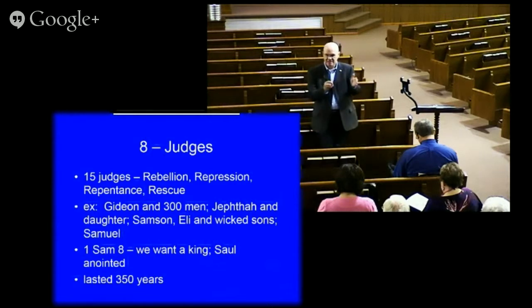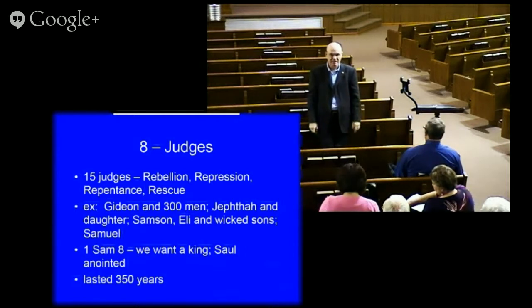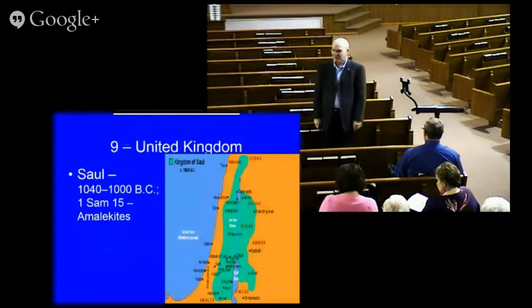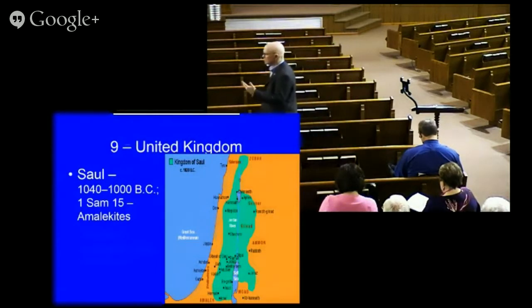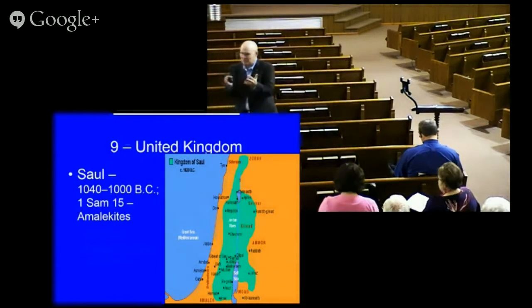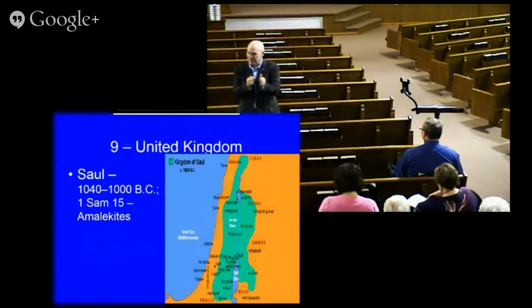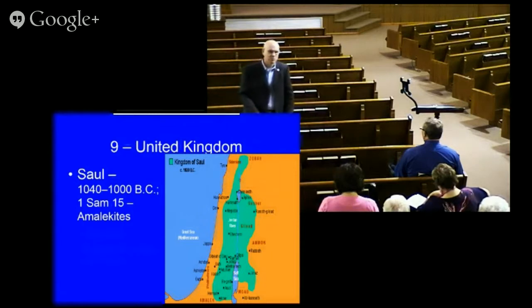That's the first 8 of the 17. Now we've got them in the land and divided the land up. Here are the judges, then kings. That leads us into the United Kingdom. 3 kings here: Saul, David, and Solomon. And now we can start putting some time frames on some of these things. The dates come into play a little better than in the time before this.